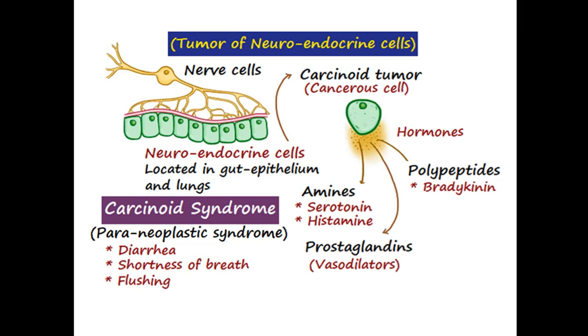Here it is important to mention that carcinoid syndrome is a paraneoplastic syndrome. The paraneoplastic syndrome is a tumor or neoplasm associated syndrome in which the tumorous cells produce various hormones and various secretions and cause their effects in distant organs. The tumor is present in one organ and due to its secretion of various substances will cause symptoms and effects in other organs. So here we can say that carcinoid syndrome is a paraneoplastic syndrome.